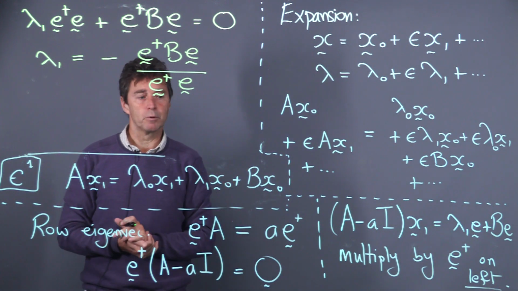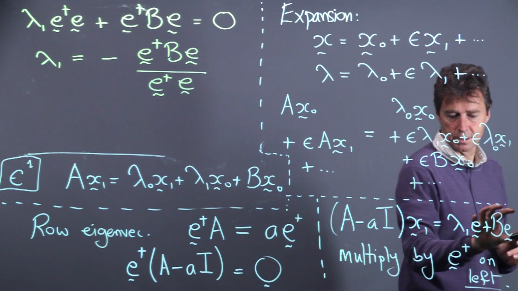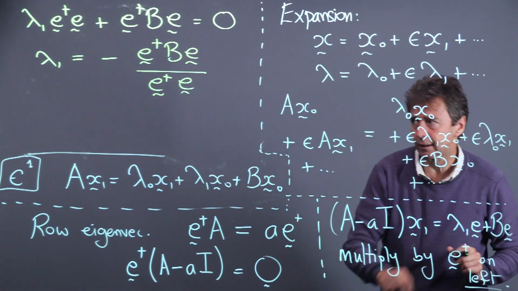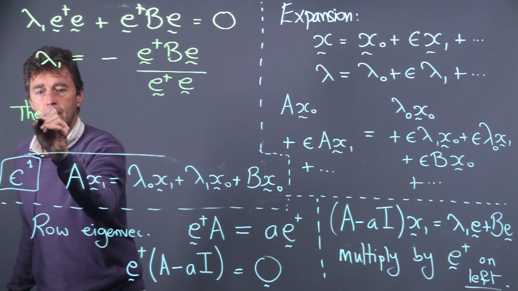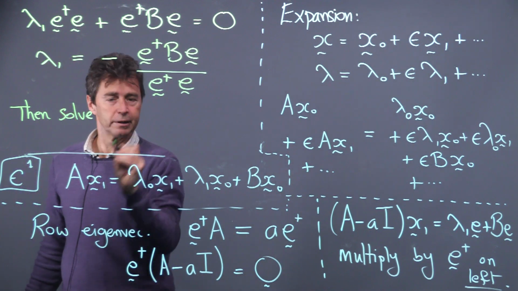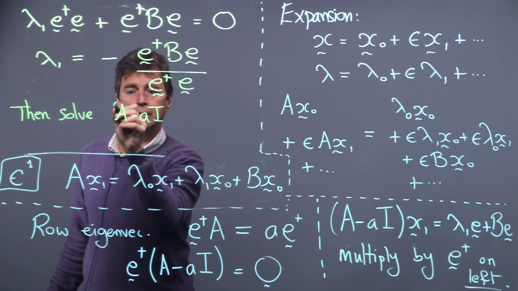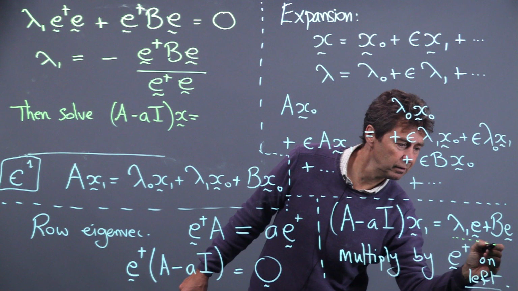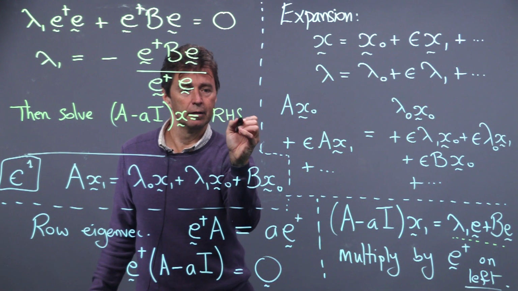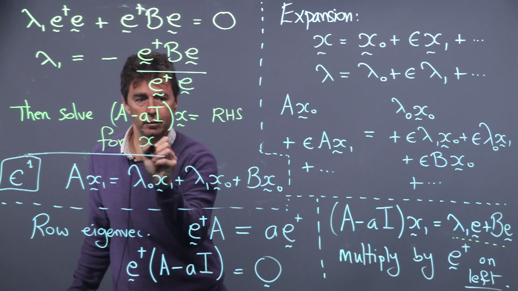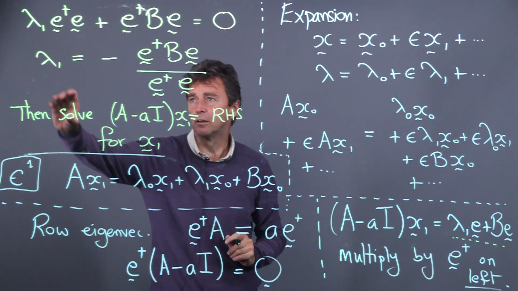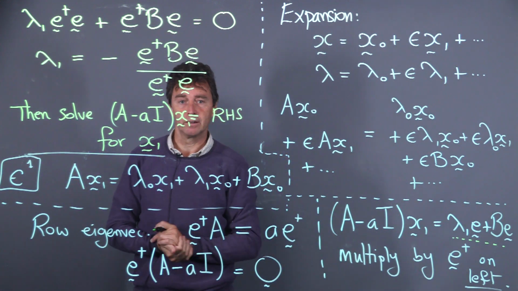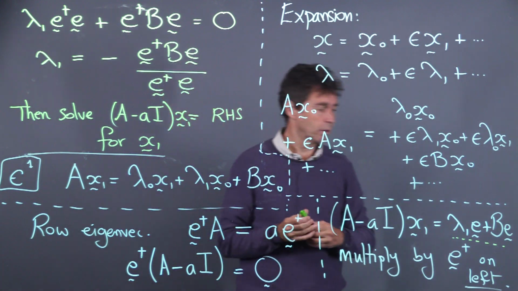Okay, so now I've found lambda 1. I can now say, well, this is just a standard type of problem once I've figured out what lambda 1 is for x1. So then I'm going to solve A minus lambda I times x1 equals, and let's just call this thing the right-hand side there. So that's the last stage. I break it down into these two different pieces. First of all, I calculate the eigenvalue correction. Then I calculate the eigenvector correction like that. So that's how it's going to work.